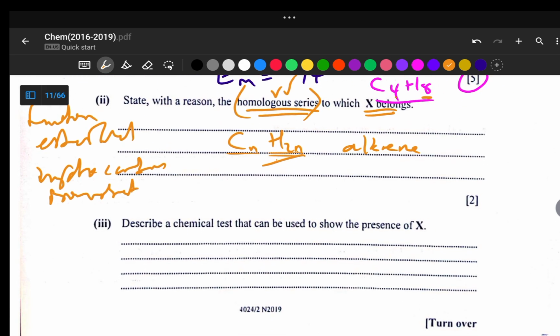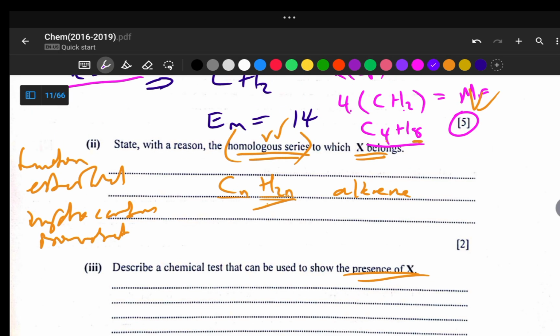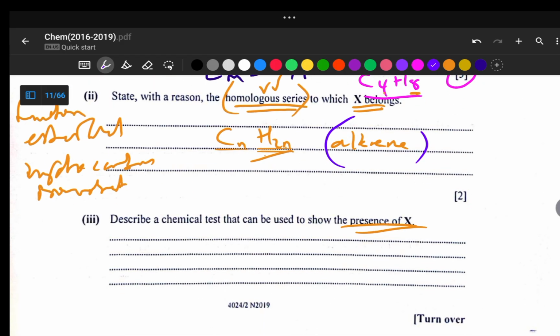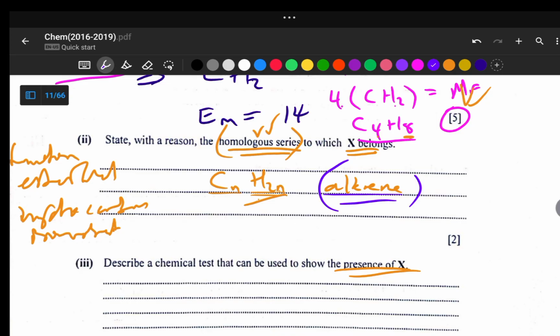And then the next question says, describe a chemical test that can be used to show the presence of X. So these are what you call the follow-up questions. So if you got this wrong, obviously you're going to have this one also wrong. So to confirm the presence of an alkene, we are going to use bromine in the darkness, right? So bromine is decolorized, right? Decolorized. So the color of bromine, it is an orange liquid. We can use bromine gas, which is a reddish brown gas.